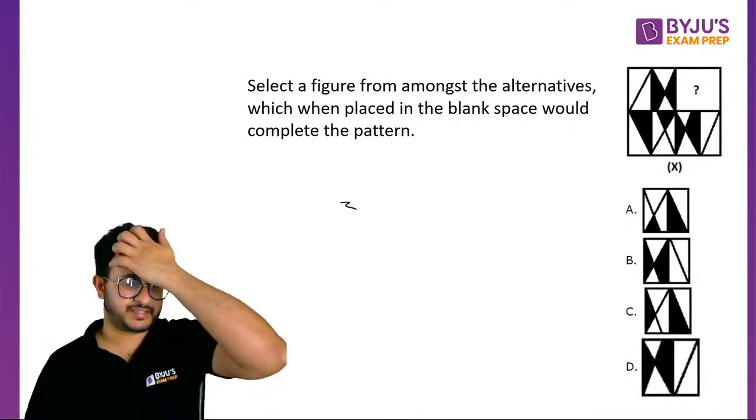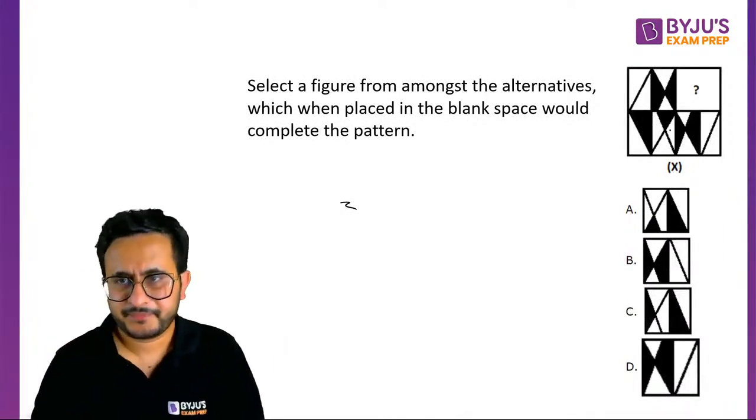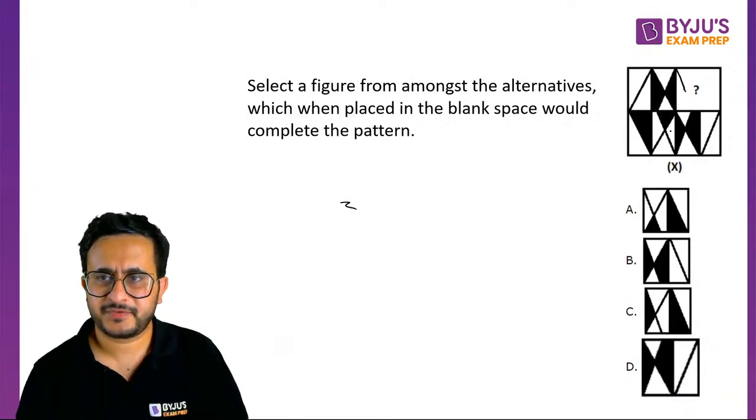Now let us look at this. It's a symmetrical figure. Let us see the symmetry. Here it is black, here it is white. So if it is black, this one should be white.